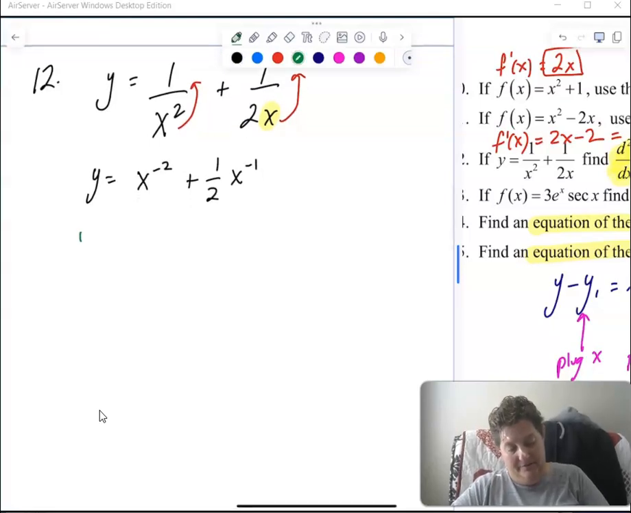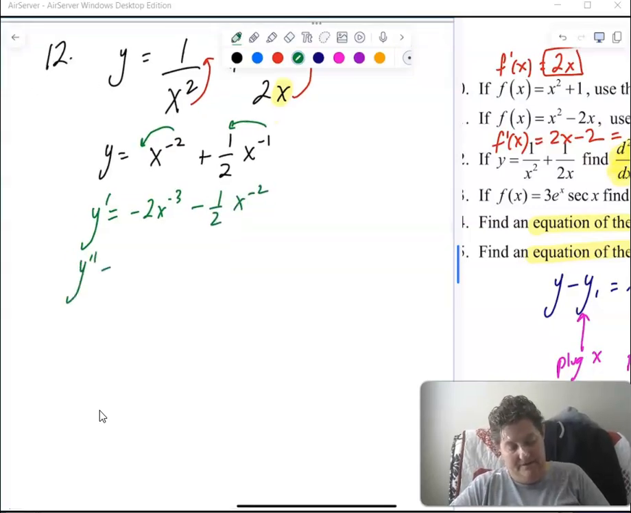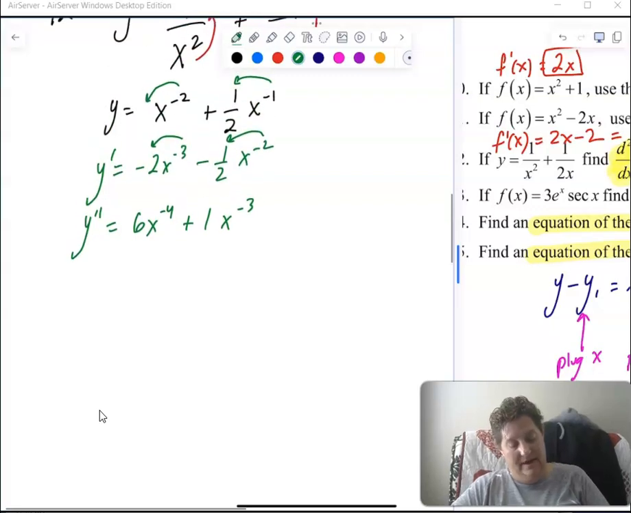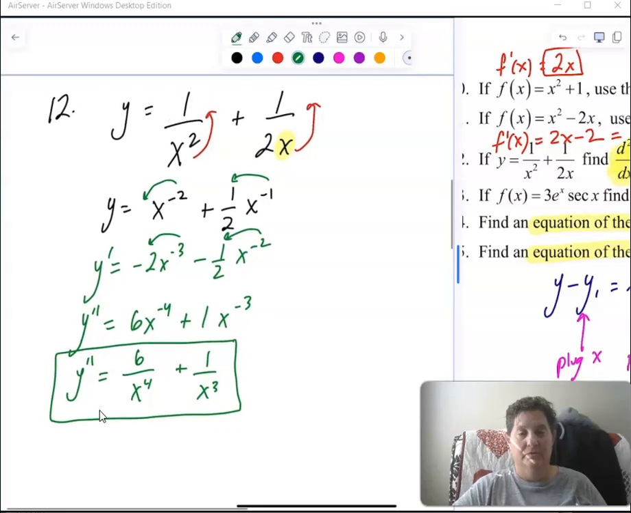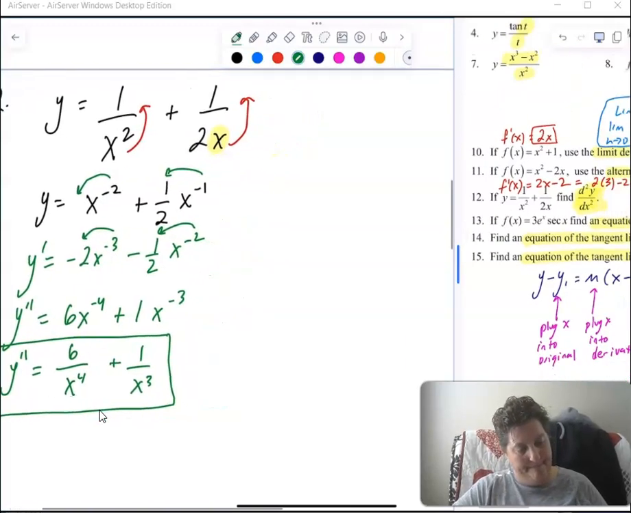Now we can do a couple derivatives. The first derivative is negative 2x to the negative 3 and negative 1/2 x to the negative 2. That's the first derivative. And the second derivative is positive 6x to the negative 4 and then positive 1x to the negative 3. Okay? Now, if you want, you can rewrite this as 6 over x to the 4th and 1 over x to the 3rd. Since that's kind of how the original one was written, write it like that.